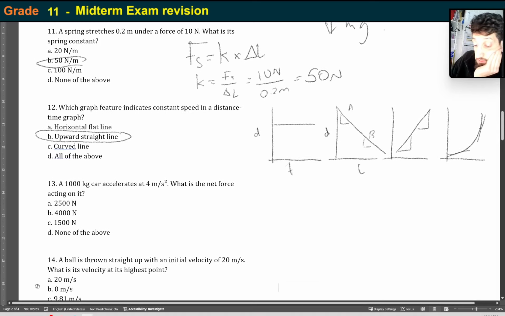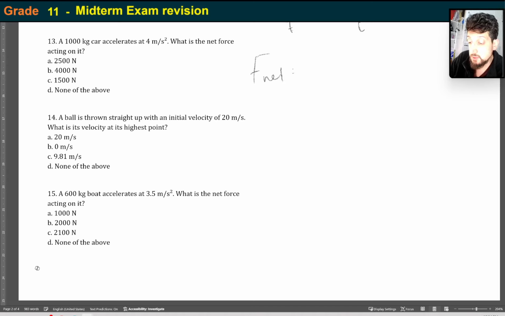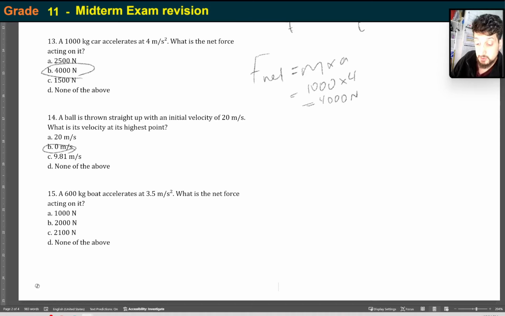Okay, let's keep going. A 1,000 kilogram car accelerates at 4 meters per second squared. What is the net force acting on it? So F net is going to be equal to mass times acceleration, which is going to equal 1000 times 4, which is 4000 newtons. A ball is thrown straight up with an initial velocity of 20. What is the velocity at its highest point? So once again, it's 0. I think that's repeated. As we said, at the highest point, it's always 0.